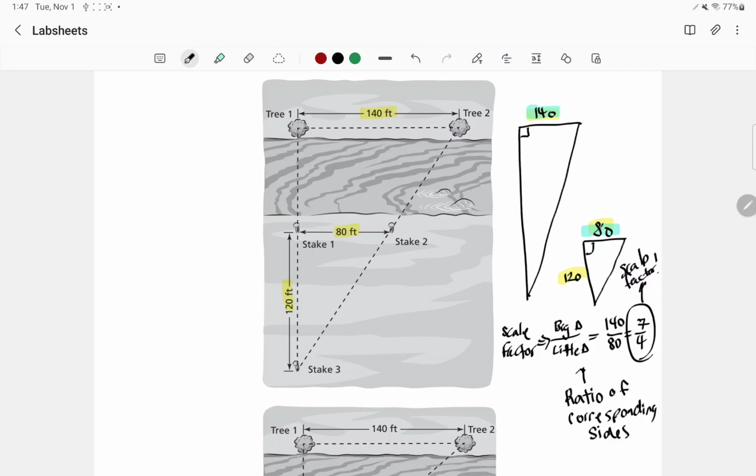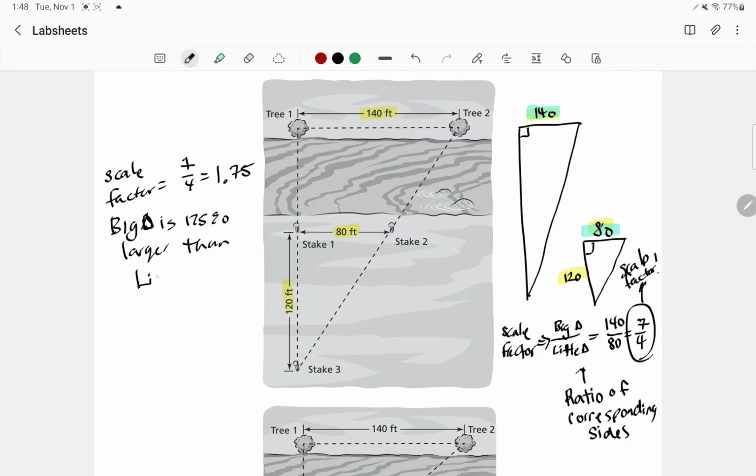Okay, if you write that as a decimal, so I'm going to write it over here, scale factor, so I have more room. It's 7/4, which is 1.75 as a decimal. That means that the big triangle is 175% larger than the little triangle.